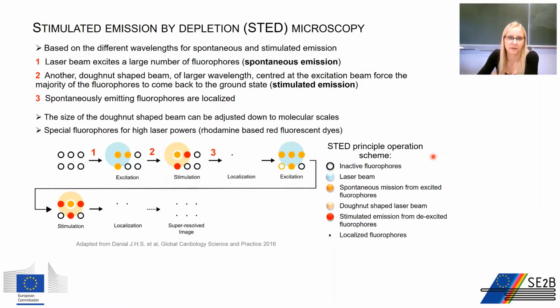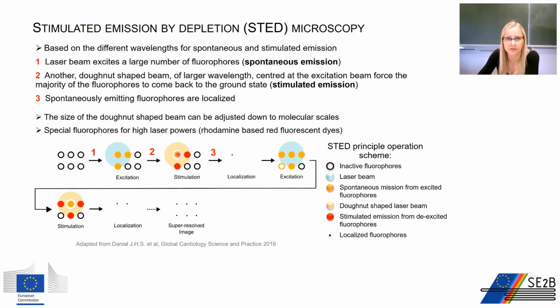And now, a bit different from previous techniques, is stimulated emission by depletion microscopy. It is a so-called spatially targeted technique and is based on the wavelength difference between spontaneous and stimulated emission of fluorophores. In STED, a laser beam excites a number of fluorophores, and then a second donut-shaped beam of longer wavelength, centered on the excitation beam, forces the majority of the fluorophores to go back to the ground state.